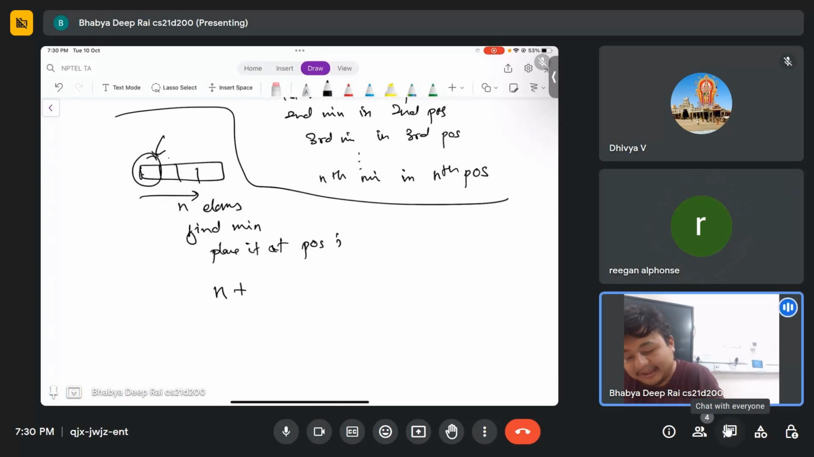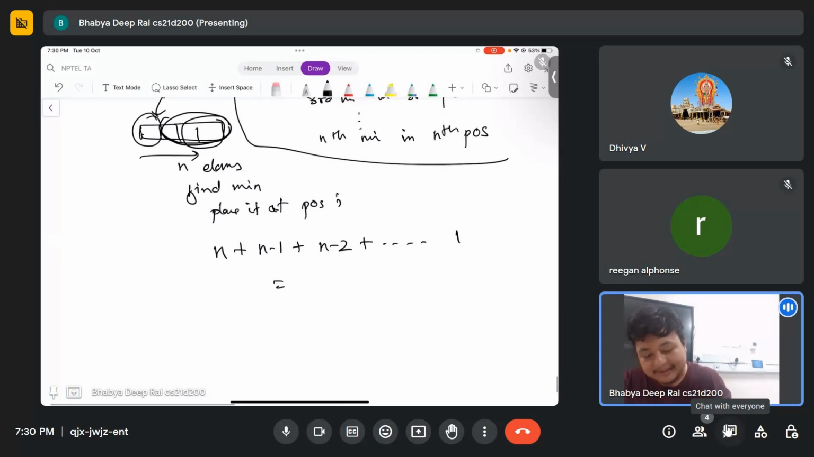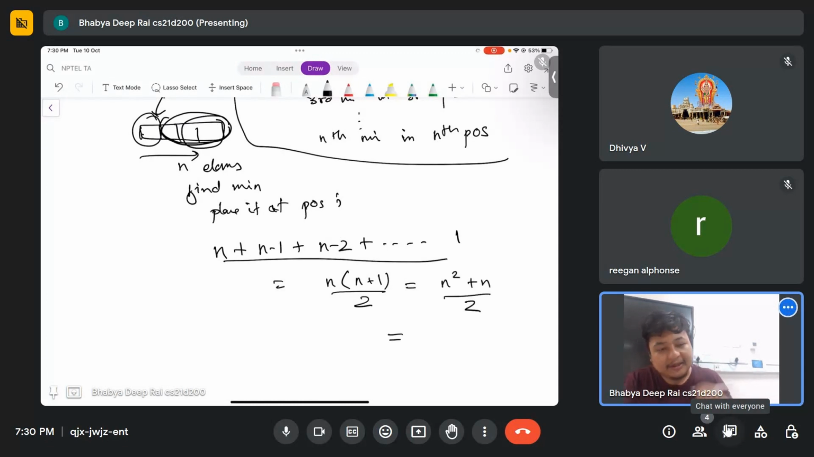Next time she needs only go through the remaining ones. How many are remaining? n minus 1. Then she goes through the remaining n minus 2, and so on until she reaches only one element, and she places it there itself. This is the sum of a series, which can be written as n times n plus 1 divided by 2, which is n squared plus n divided by 2. In asymptotic notation, it takes order n squared time.